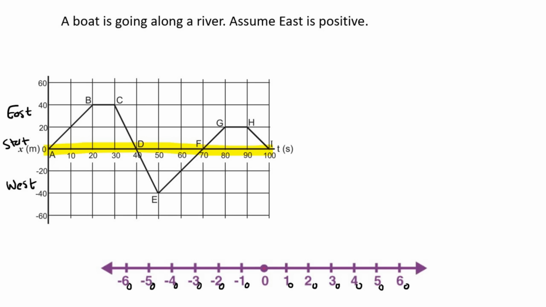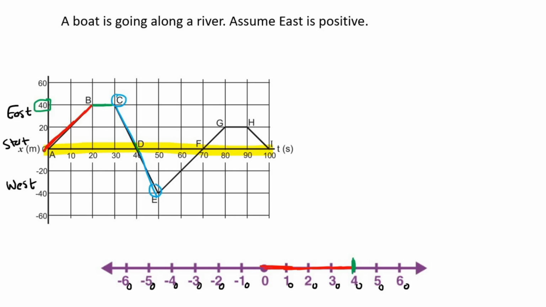The first thing this person does is go 40 east. Let's do that in red. They go 40 east, so that's going to be up to there. Then from B to C, they are not moving because the displacement remains at 40. They're just staying at 40 the whole time. Now, instead of going from C to D and then to E, I'm just going to go straight from C to E because it's one movement. You see the line just stays the same.